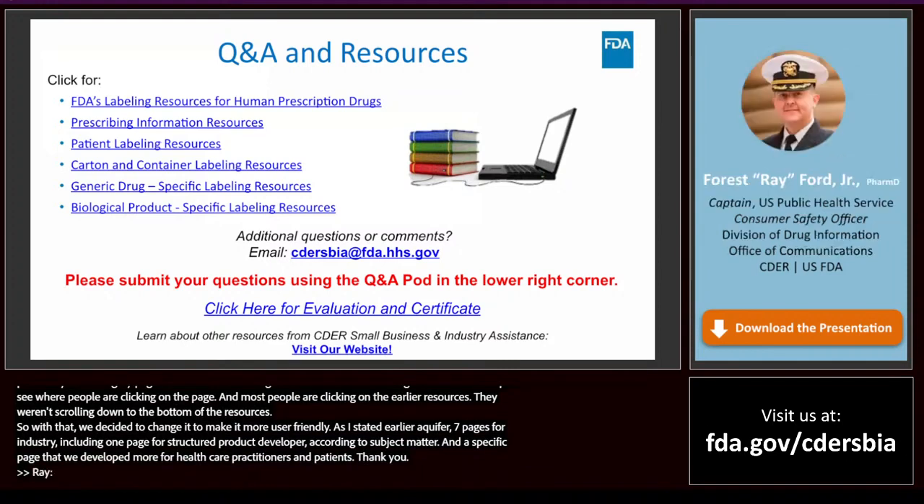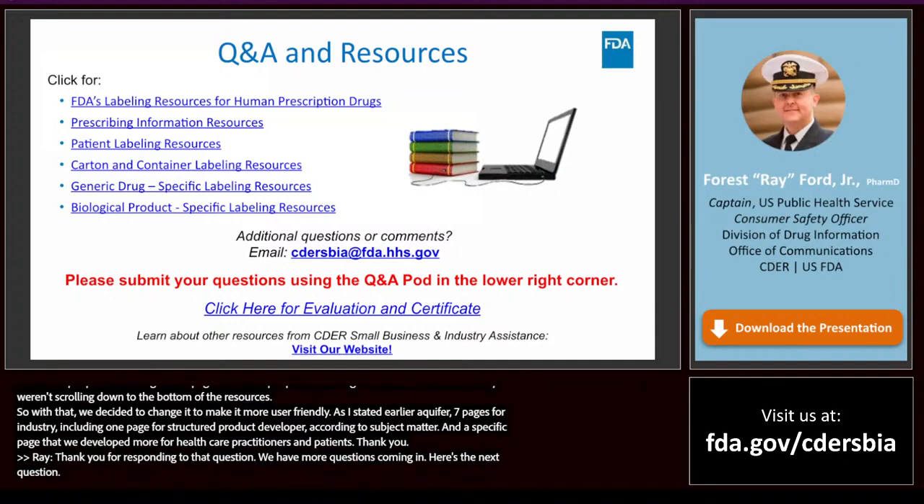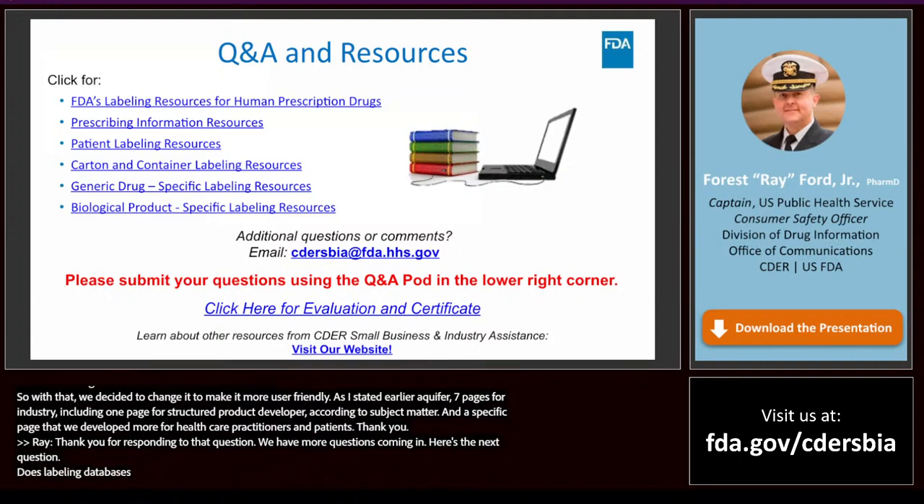Thank you for responding to that question. We do have more questions coming in. Here is the next question. Does labeling databases offer labeling for drugs for clinical research, and how often is FDA label updated?